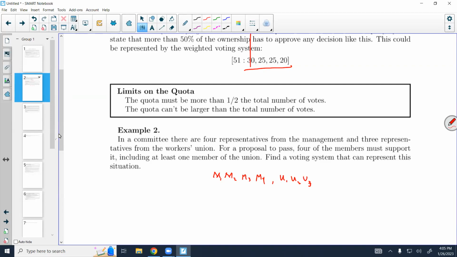It doesn't say anything about weight, but it says we need a quota. There's 7, so we're going to need at least 4. And one of them has to be one of the workers' union. So we could possibly do management 1, management 2, management 3, and union 1. That would pass, right? A little confusing because it kind of veers away from what we were initially talking about.